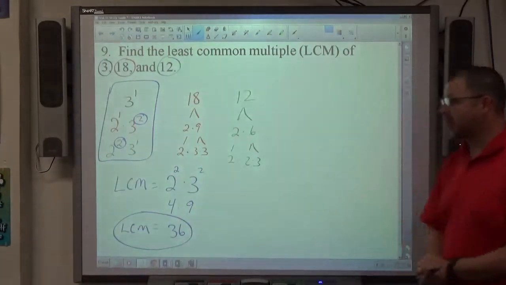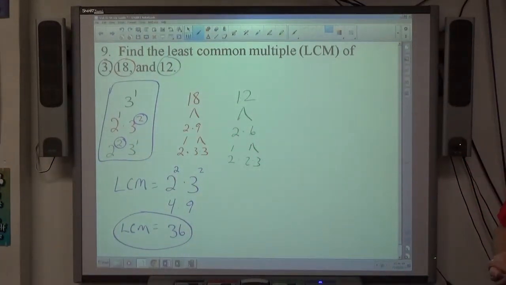That's how you find least common multiple. That's the technique I would use. It's the most efficient way to do it every single time.